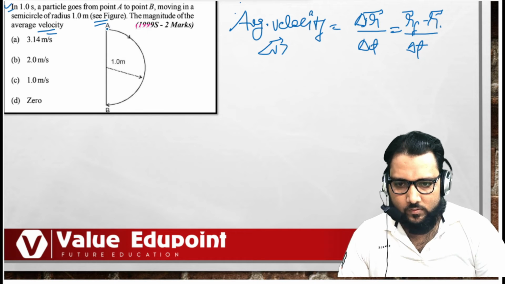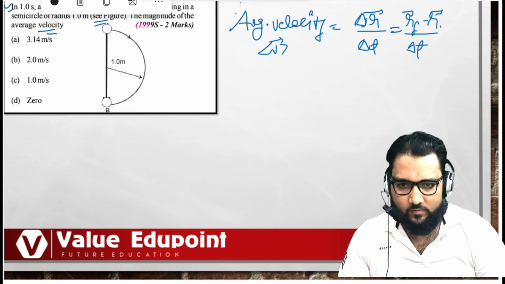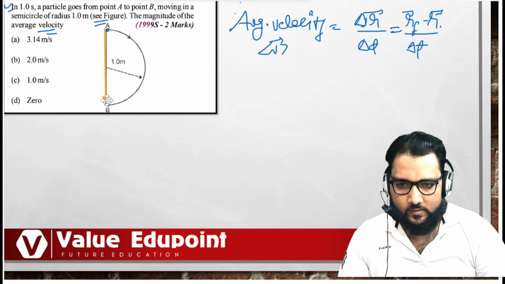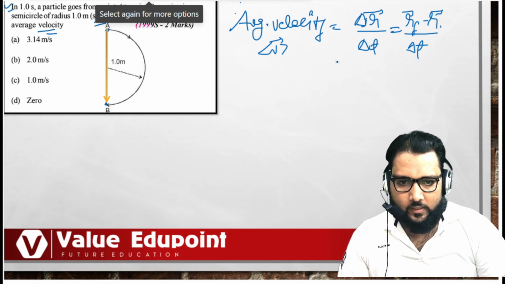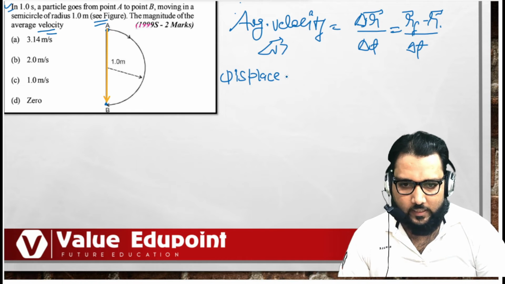So this is the initial point, where the particle starts. This is the final point. Look at this very carefully, guys. The displacement vector will be from initial to final, as we discussed earlier. From A to B, this is the direction of displacement, and the magnitude of this displacement will be the diameter of this circle.